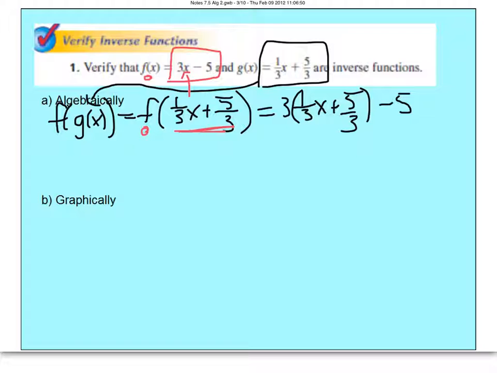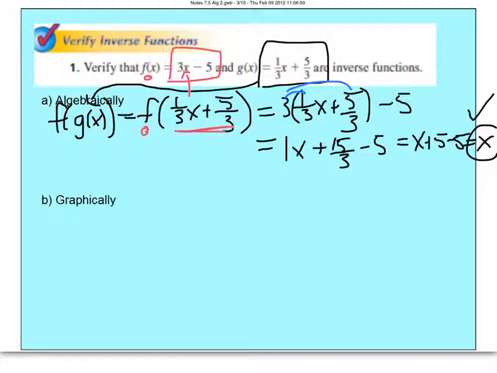I'm going to come in and distribute the 3 through. That's going to give me 3 over 3x, which is 1x. This is going to be 3 times 5, which is 15 over 3, minus 5. If you simplify this, this would be x plus 5 minus 5, which will equal x. So the first function composition works. Let's see if it does in reverse order. Let's do g of f of x.